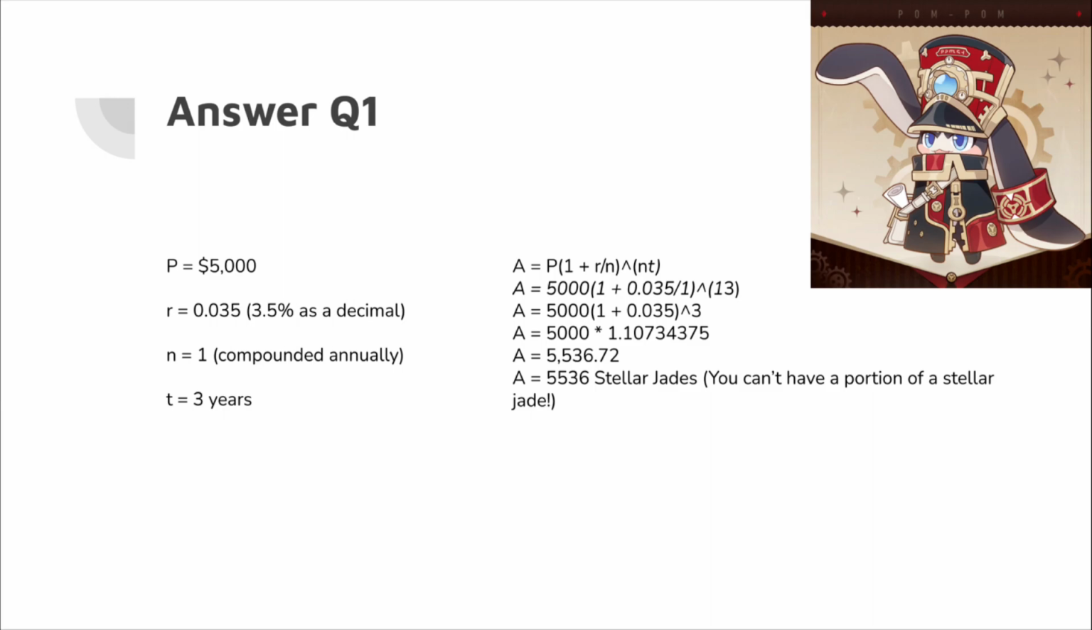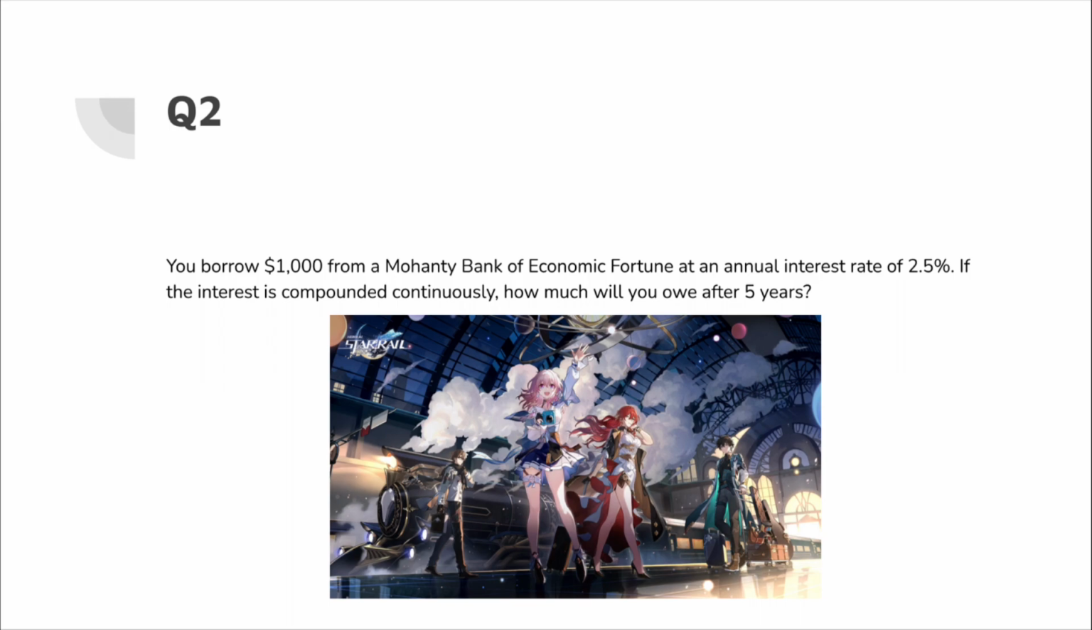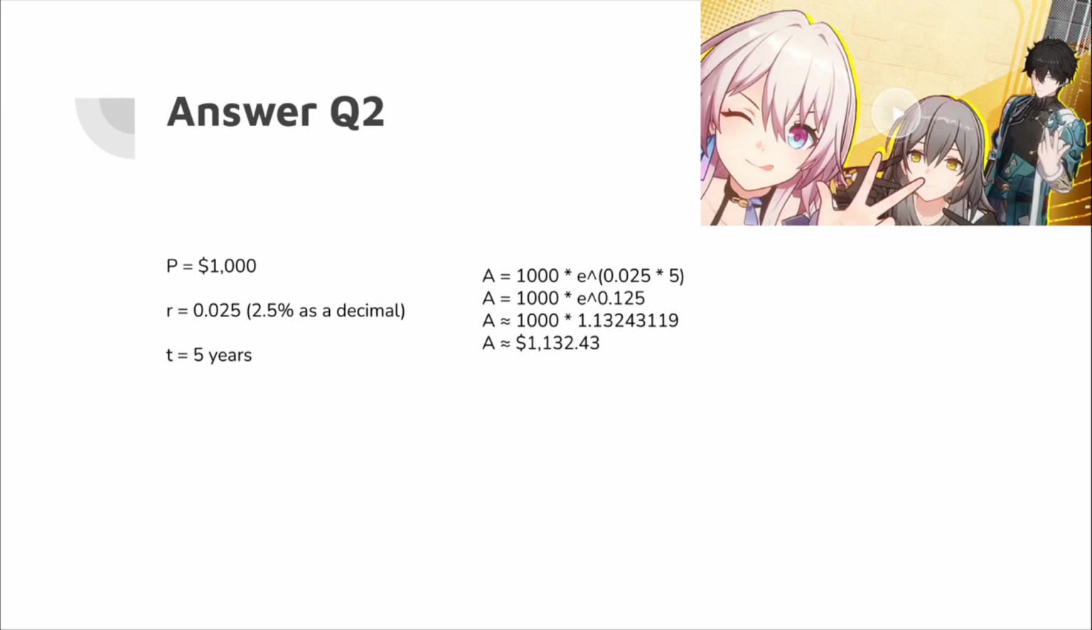Please remember this. And question 2, you borrow $1,000 from Mohanty Bank of Economic Fortune at an annual interest rate of 2.5%. If the interest is compounded continuously, how much will you owe after 5 years? Please pause the video and solve. And the work is up there, and you end up having $1,132.43 in debt. You're going to need to pay a lot to Mohanty Bank.